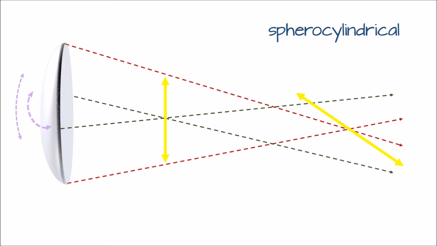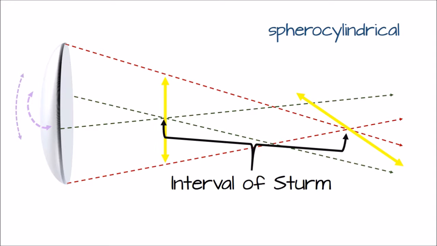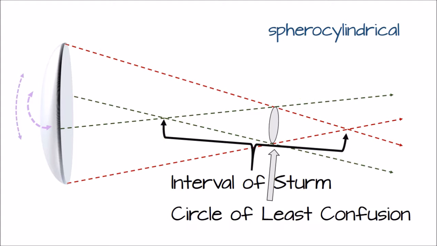But either way, they're going to be 90 degrees from one another and two focal lines. This is also similar to what our astigmatic eye might do, because the eye really isn't shaped like a cylinder. It's shaped more like this, like a spherocylinder, if it's astigmatic. In this section right here, from focal line to focal line, is called the interval of Sturm. And right here, in the center, is called the circle of least confusion. And I'm going to explain what that means.